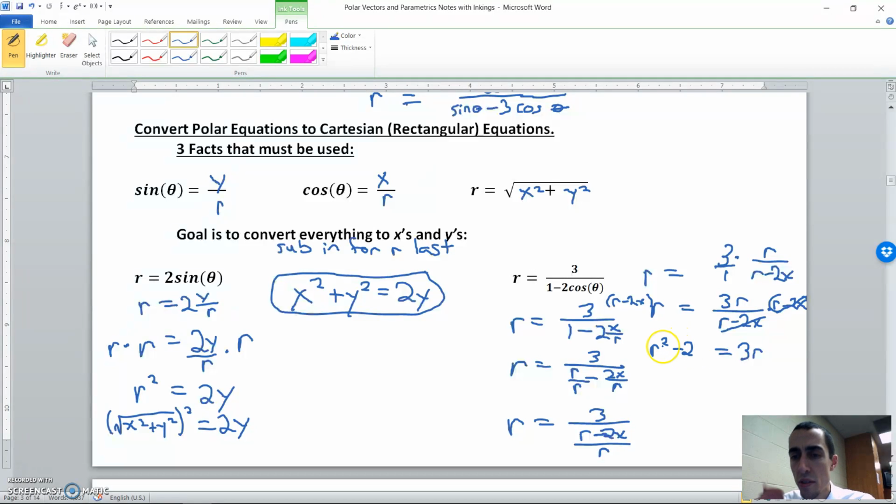Actually, rather than distributing, I'm going to just leave that as r times r minus 2x. The reason I'm going to do that is because now I've got a factor of r on the left side and a factor of r on the right side. So if we divide both sides by r, we're going to have r minus 2x equals 3.